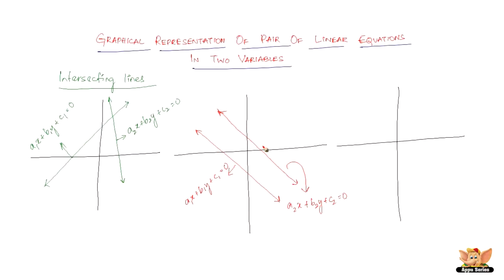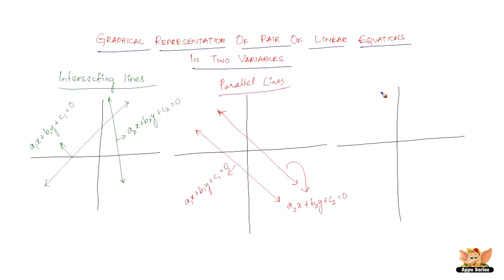If you notice, these two lines are never going to intersect at all, no matter how long you extend them. So these lines are called parallel lines. We get parallel lines as a result of the graphical representation of a pair of linear equations in two variables. This is another type of graphical representation that we will get, apart from intersecting lines.